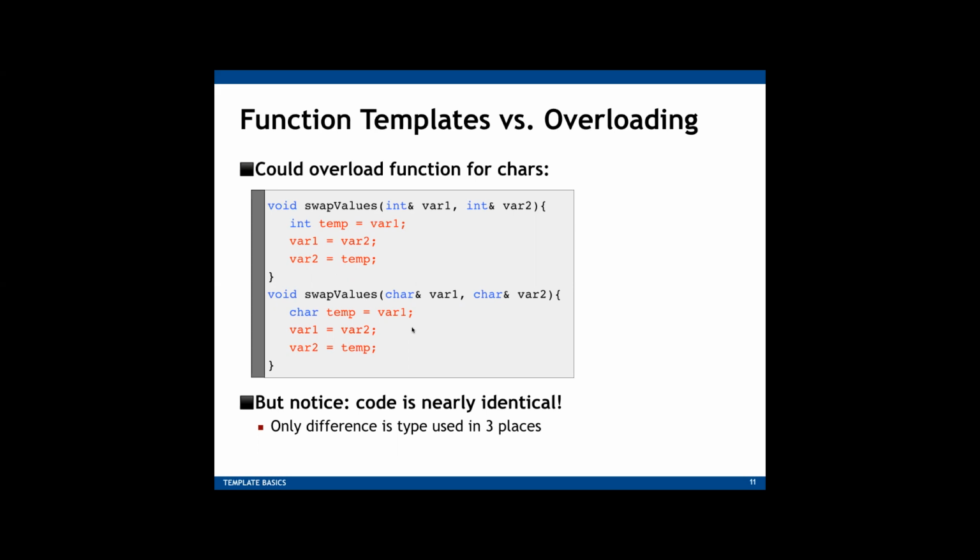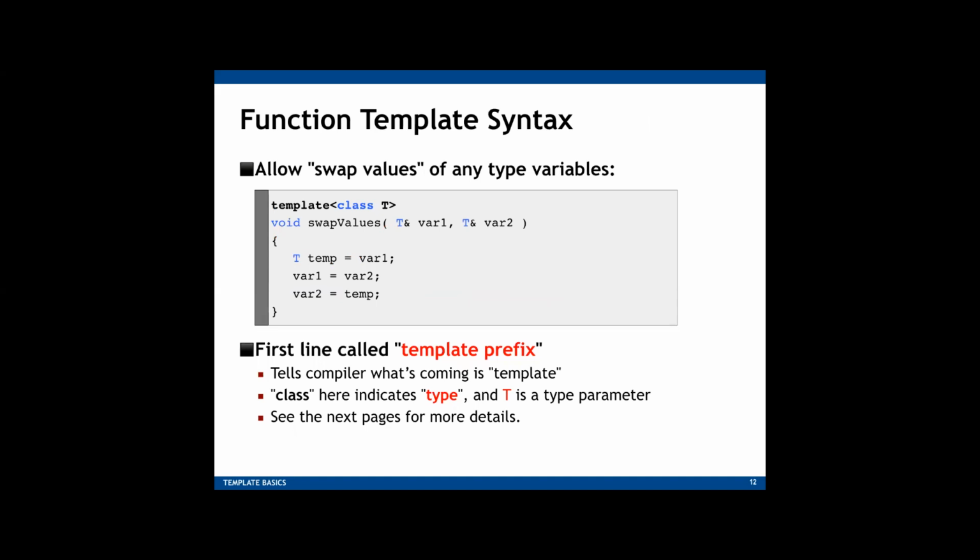Yes, we could do that if we can generalize these swap value functions. We can generalize these swap value functions by using template features in C++. So this example shows how to use function templates. As you can see from this example, the function definition starts with the template keyword. This is called the template prefix. This tells the compiler that what follows is a template.